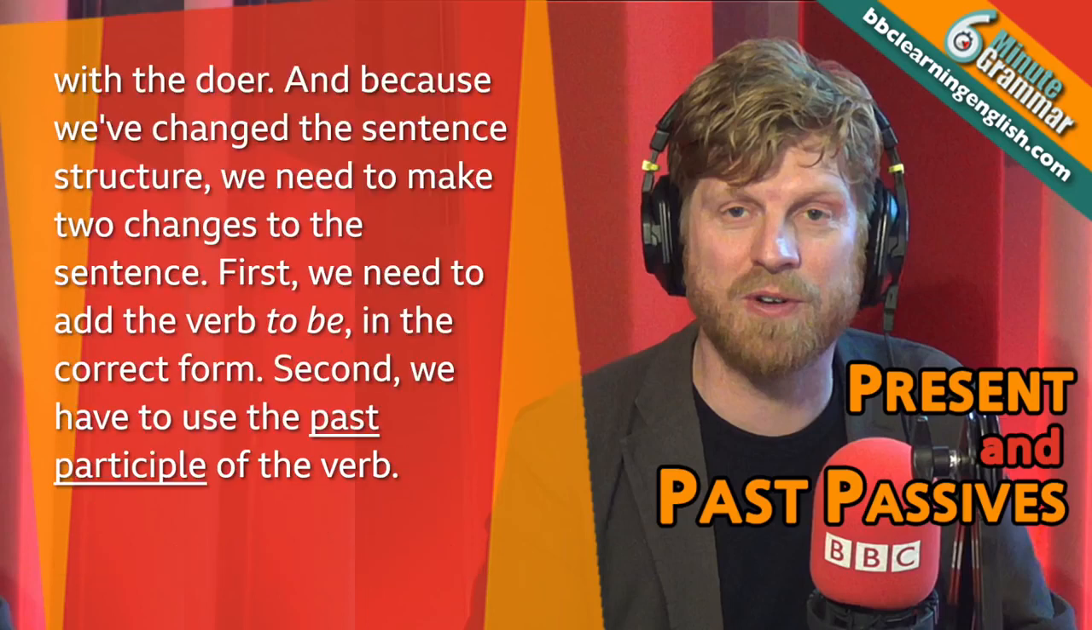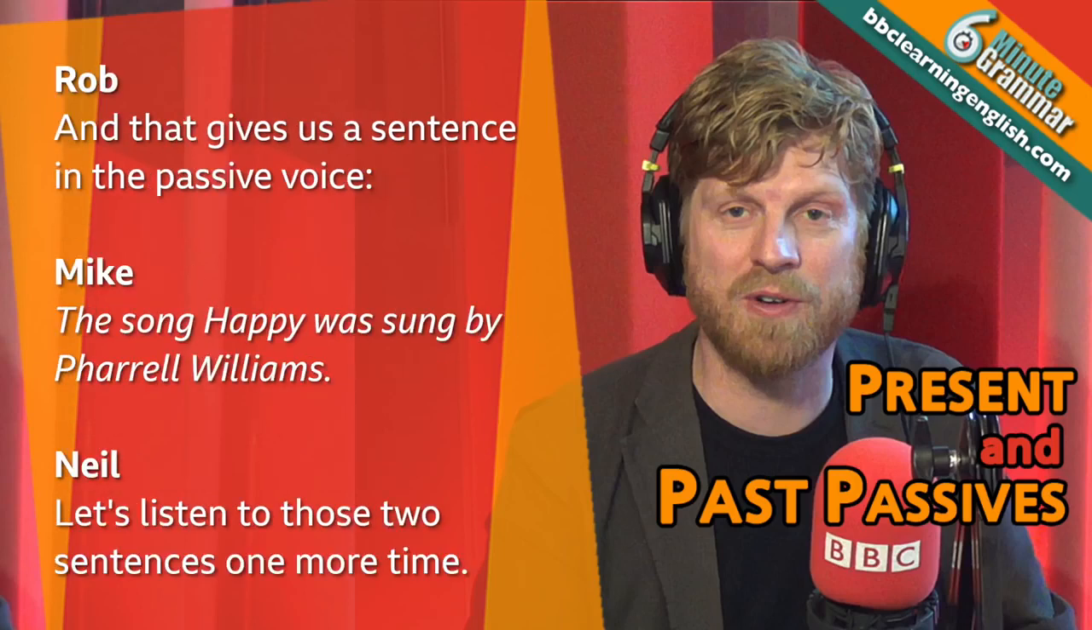And because we've changed the sentence structure, we need to make two changes to the sentence. First, we need to add the verb to be in the correct form. Second, we have to use the past participle of the verb. And that gives us a sentence in the passive voice. The song Happy was sung by Pharrell Williams.